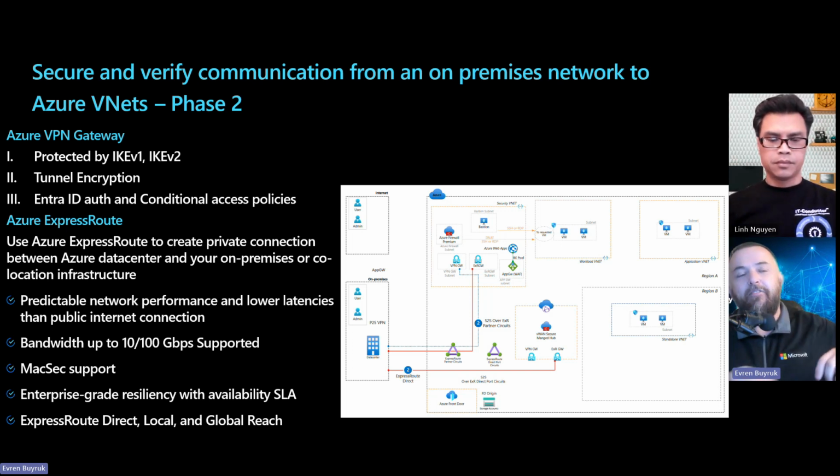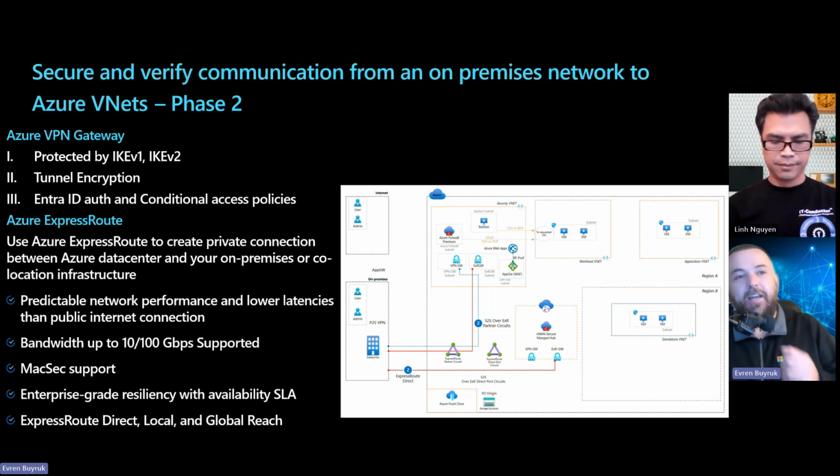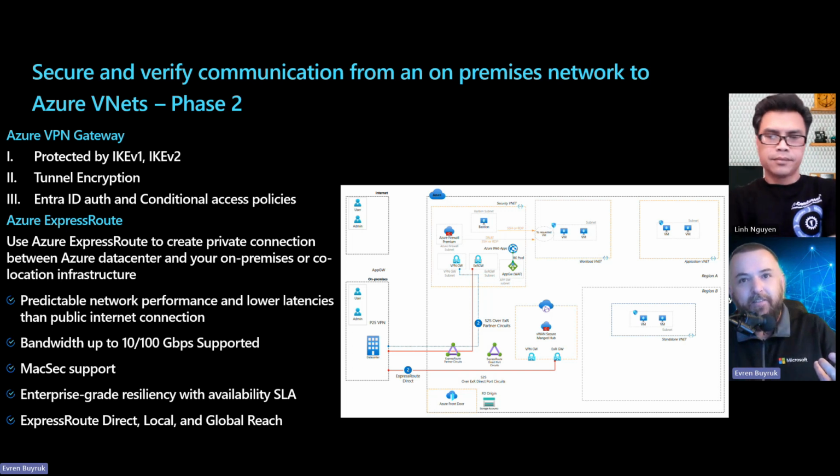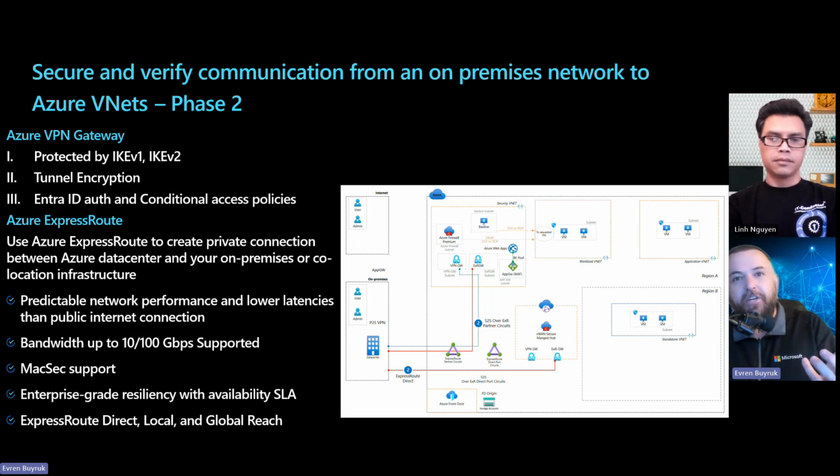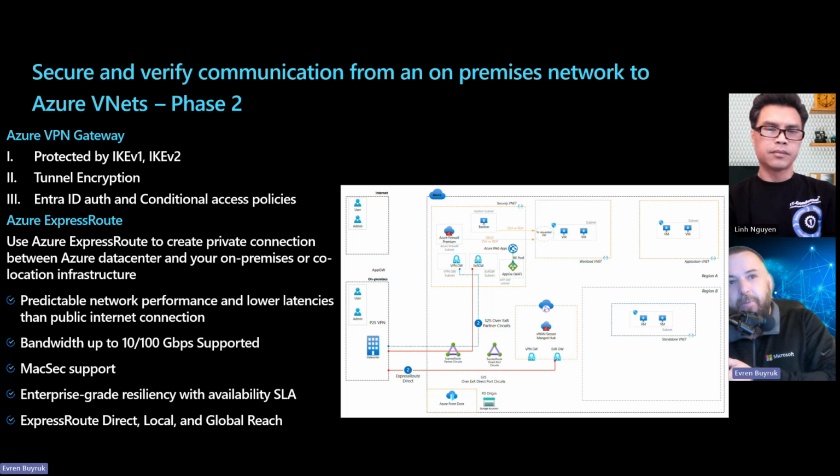ExpressRoute also supports Azure Monitor for network performance metrics and alerts, so customers have a better way to monitor. They can protect their data from unauthorized interception, but it also introduces an extra layer of processing for encrypting and decrypting network traffic that can affect performance.